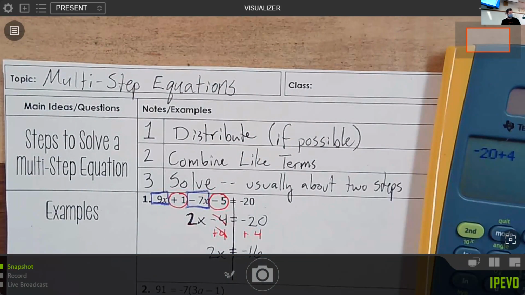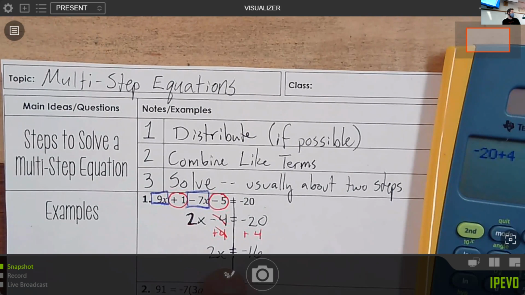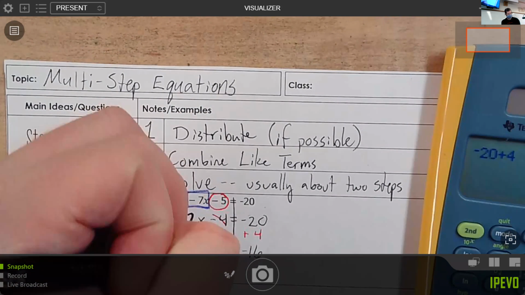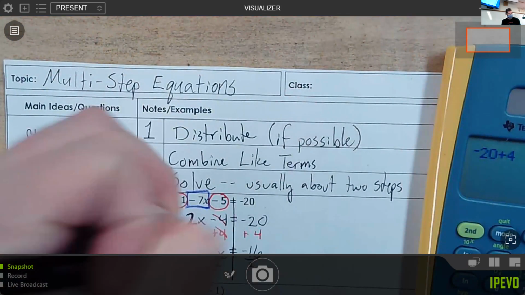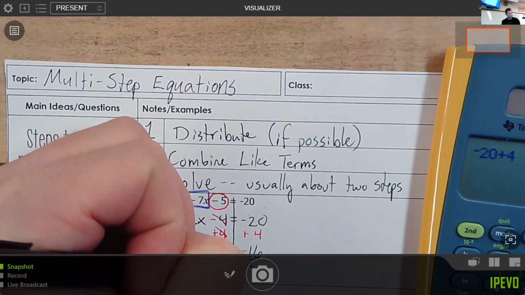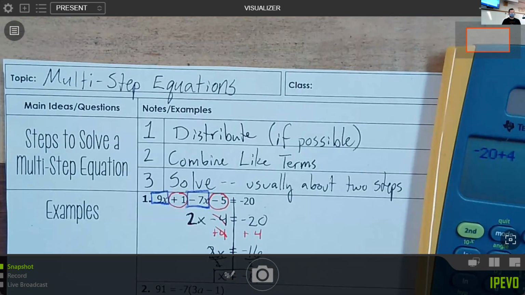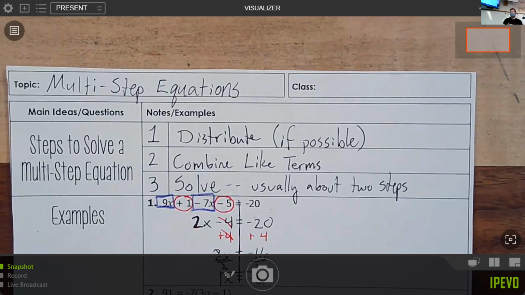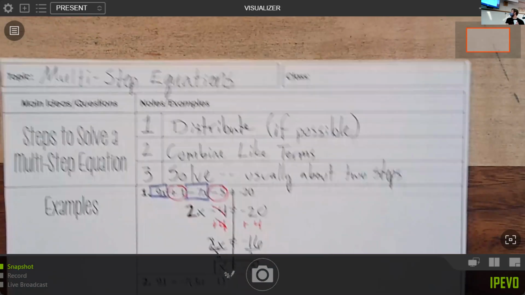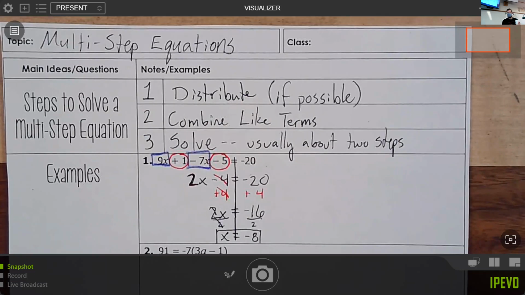Looks like I need to write smaller because I'm about to run out of room. What's my last step? What are we doing here to finish this off? Got to get rid of the 2 times next to this x. How do you undo a multiplication? Divide by 2. Good. So the 2's cancel on the left. Negative 16 divided by 2 is negative 8. So x equals negative 8. So that is the answer to that first problem.